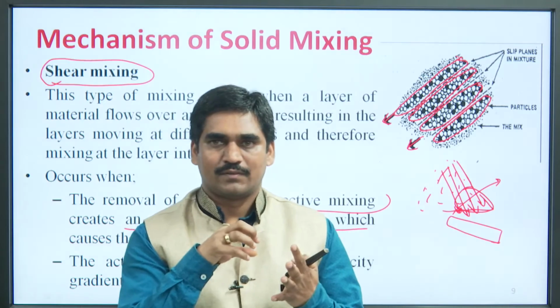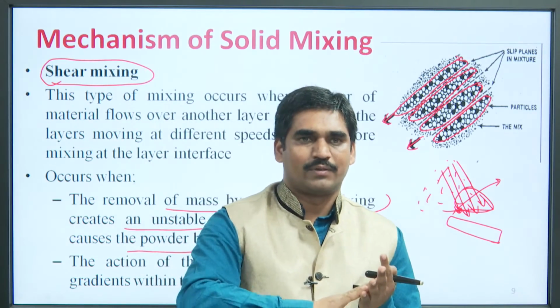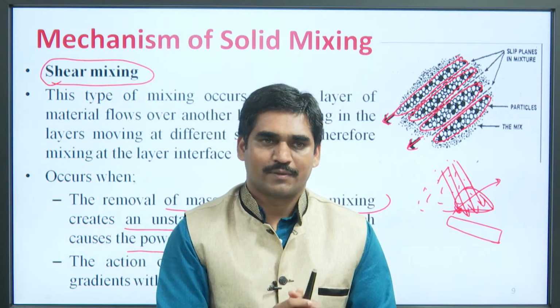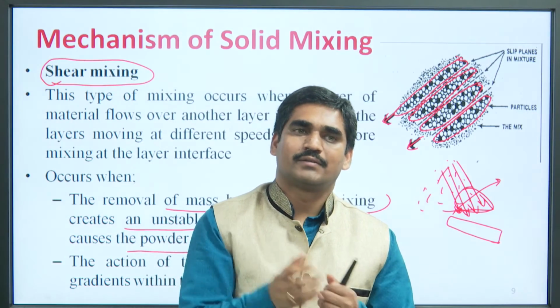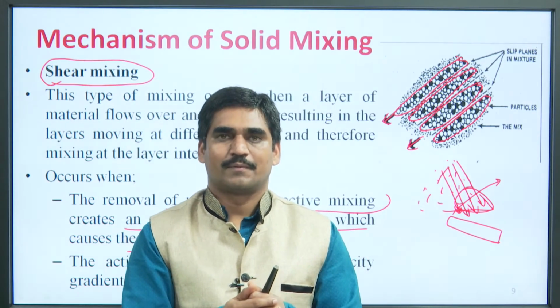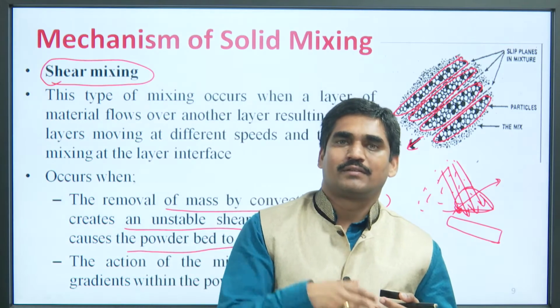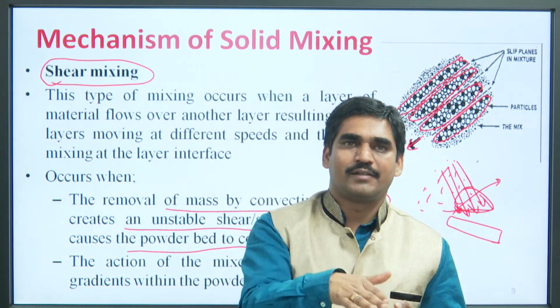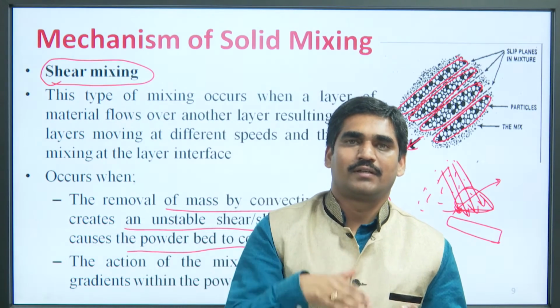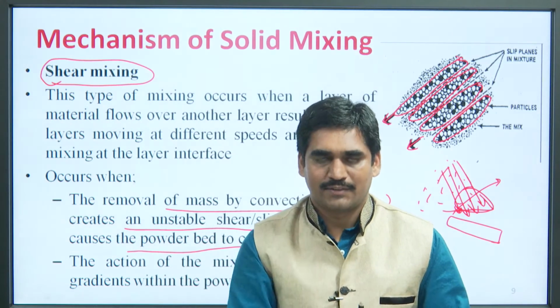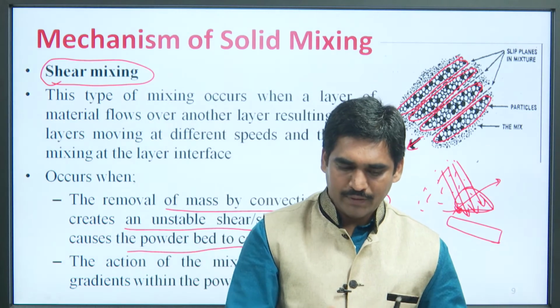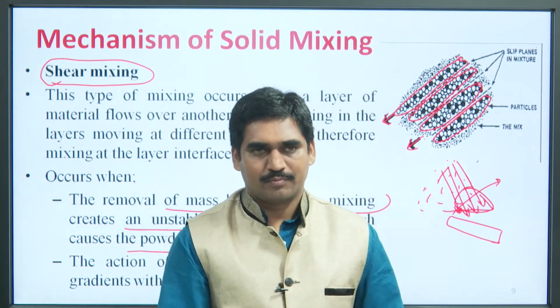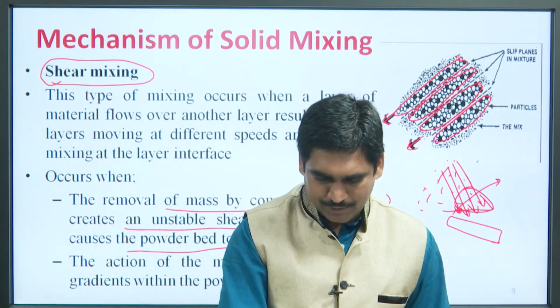In case of convective mixing, powder is transferring from one place to another place with the help of blades or scrapers. In case of shear mixing, the powder components are sliding over different layers with different speeds. So, this type of mixing leads to shear mixing.